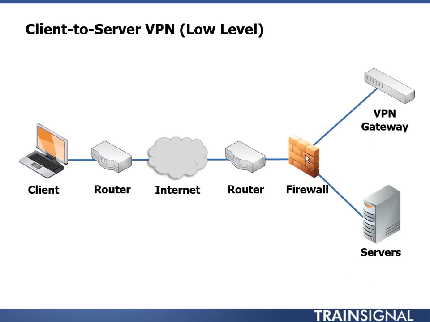Now, this isn't the architecture that everybody uses. You can see here, I've configured a multi-homed firewall and established the VPN servers on one network hanging off the firewall and put the servers and other internal resources on another connection from the firewall. But different organizations use different architectures for the firewall component of it. But they'll all have this general architecture in common where the internet and routers and firewalls separate the client from the VPN gateway.